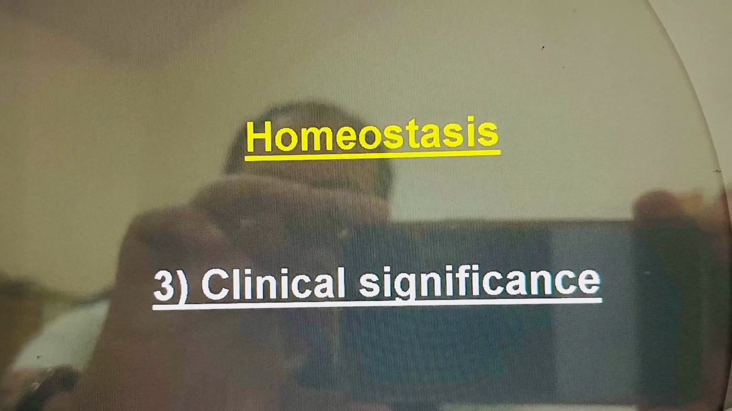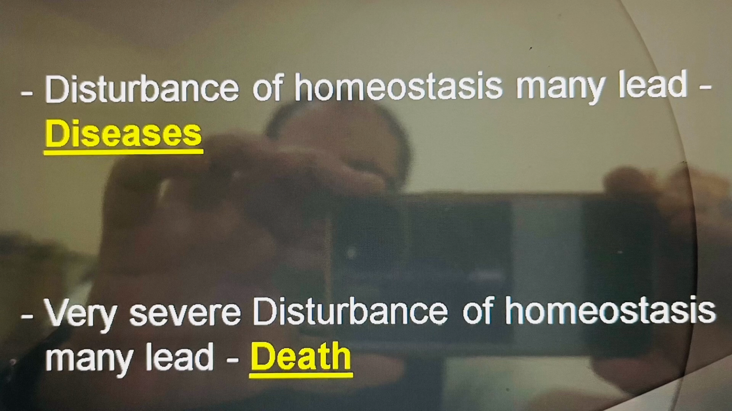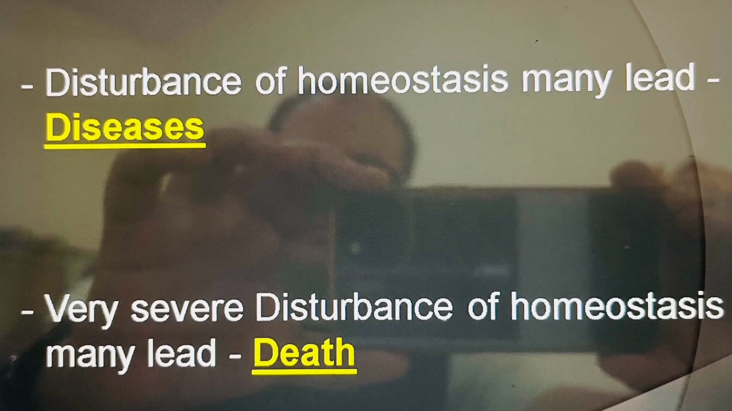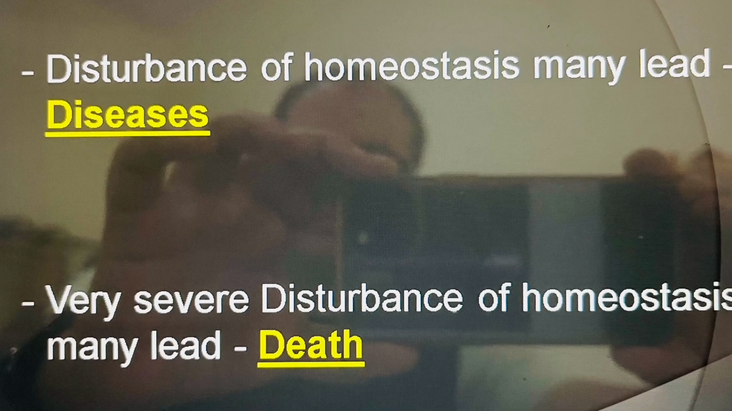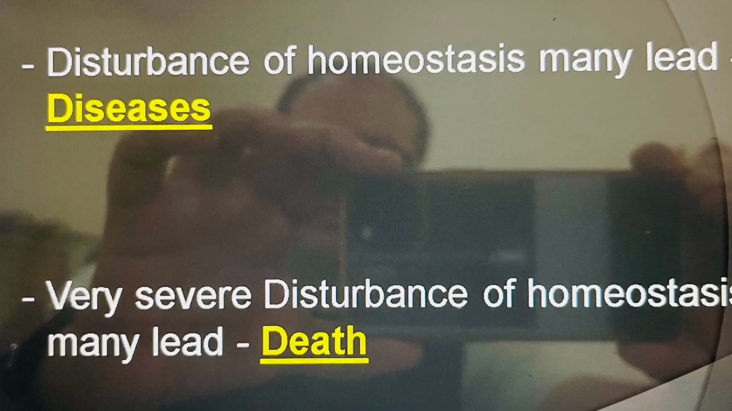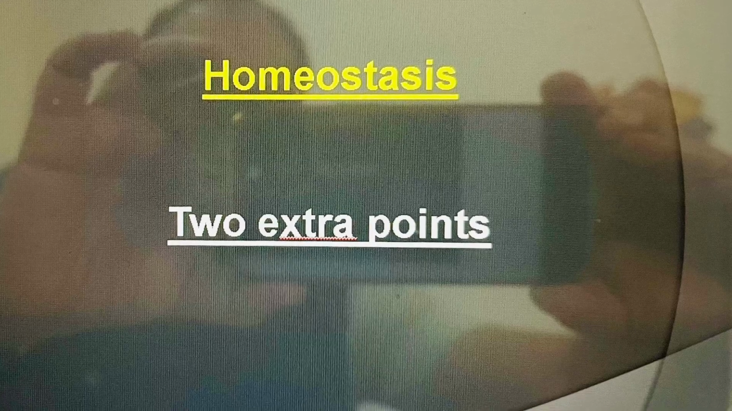Thanks, Rohit. Now, third heading, clinical significance or objective. Deviation of homeostasis causes disease, while very severe deviation can even cause death. Finally, we can do 2 sort of extra points.